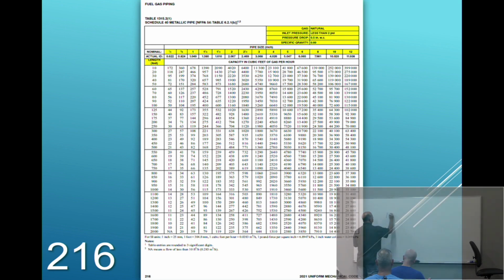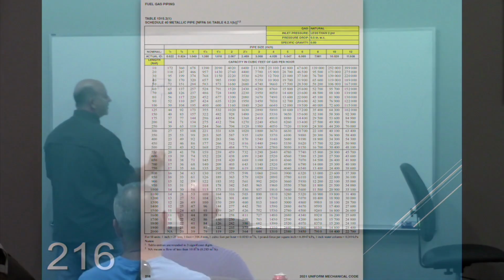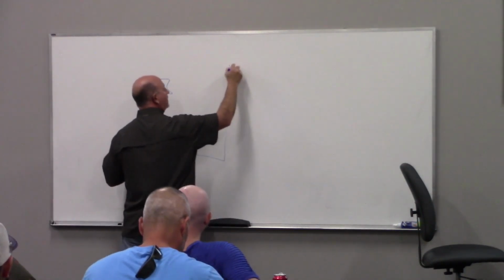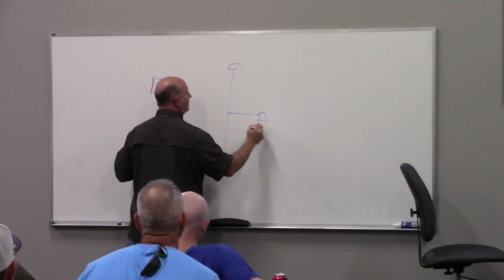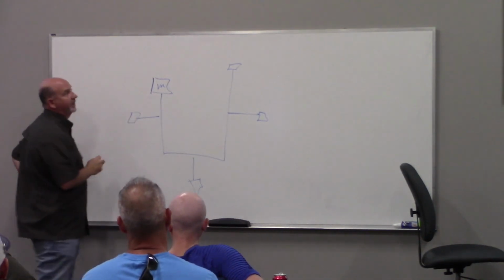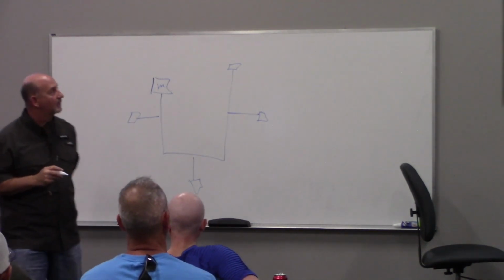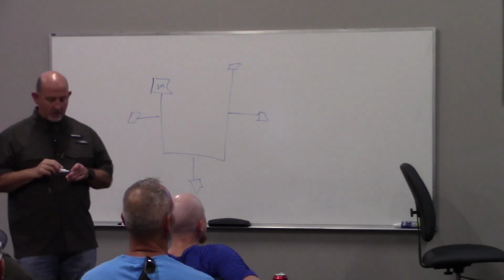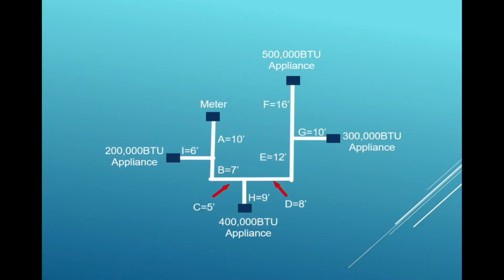All right, so I'm going to draw a design up here on the board. I've got my meter, and I'm just going to draw a system like this. On the end, I've got an appliance. I've got an appliance over here, an appliance down here, and an appliance here, right? So, according to this illustration, the appliance on the left there is a 200,000 BTU appliance. The appliance on the right's a 400,000. On the bottom is a 400,000 BTU appliance. On the right middle, 300,000 BTU, and on the end is 500,000 BTUs.